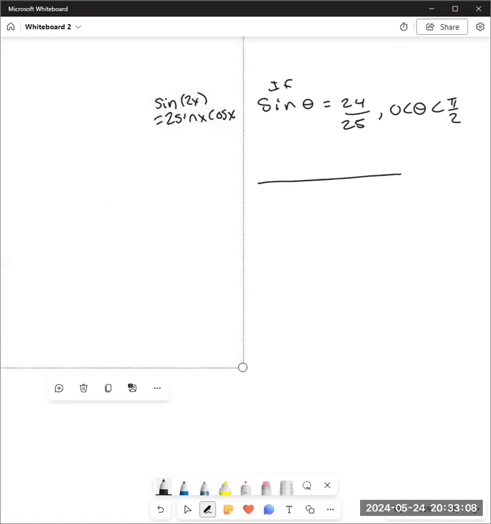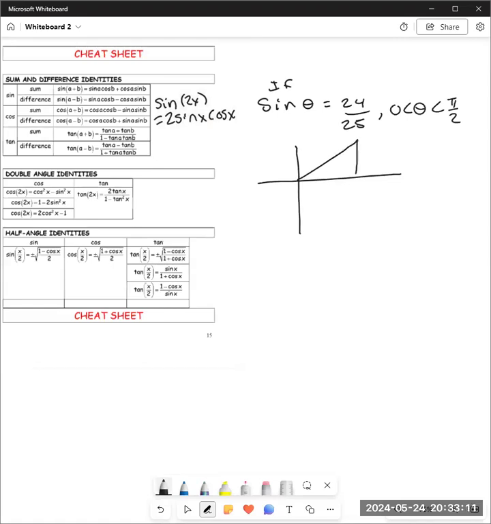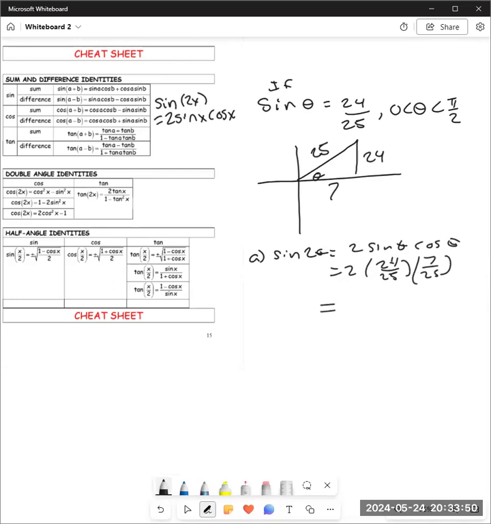Well, let's draw this triangle here first. That sine is 24 over 25, so this side is 7 by the Pythagorean theorem. Then we want to find first sine 2 theta, which is going to be 2 sine theta cosine theta, which is 2 times 24 over 25 times 7 over 25.